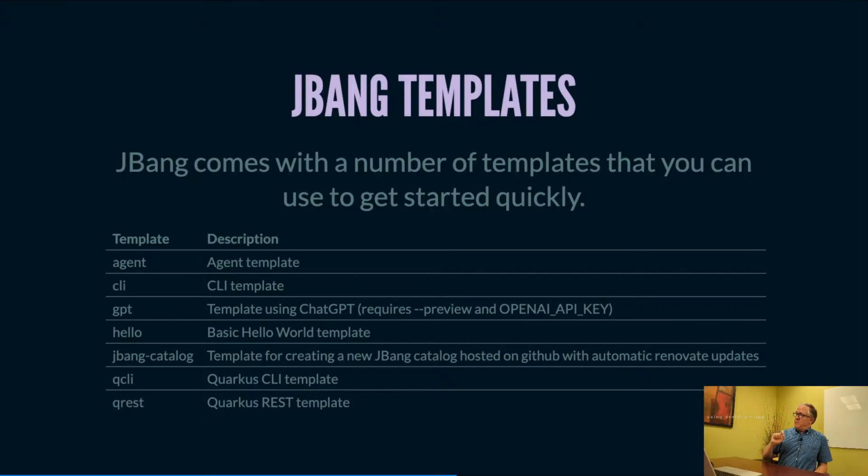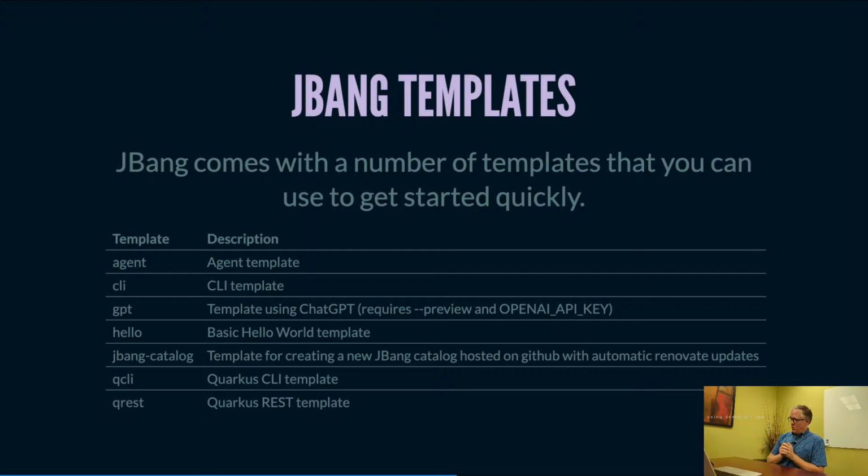So before we get to that, though, JBang does offer a number of templates so that you don't have to do a lot of this setup yourself. This isn't all of them. I trimmed it down because some of them are repetitive. An agent, I believe, is going to be like a... well, I don't know if that's a Java agent or if that's an AI thing. Honestly, I really don't know. But you can create one to find out.